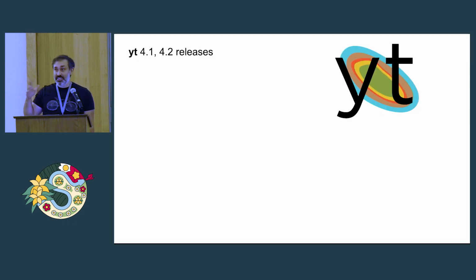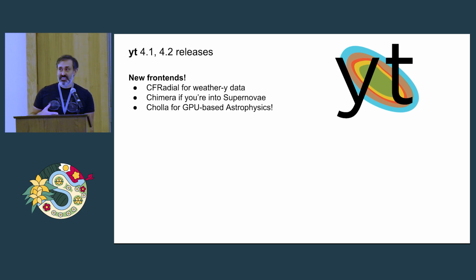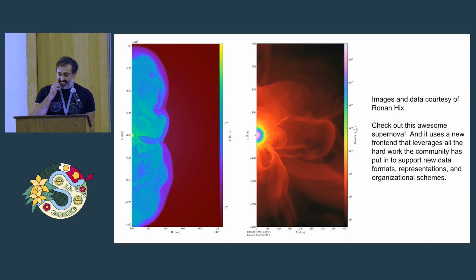So YT, the 3D, 2D analysis visualization package, has had a number of updates in the past year. So we've had a couple of feature releases that have brought in some cool new work. Notably, we have a number of new data formats, front ends that YT can load data from. So we have CF Radial for all your weather-y data, Chimera if you like supernovae, and then Choya for GPU-based astrophysics. This is one image courtesy of Ronan Hicks of the Chimera front end showing a supernova.